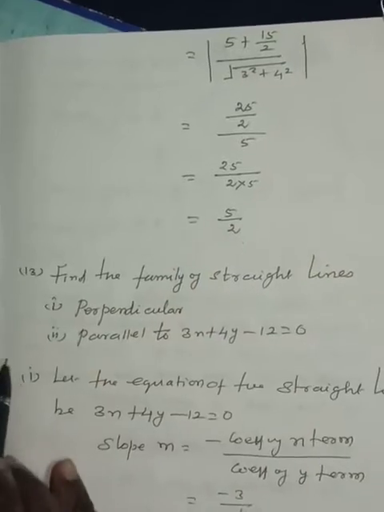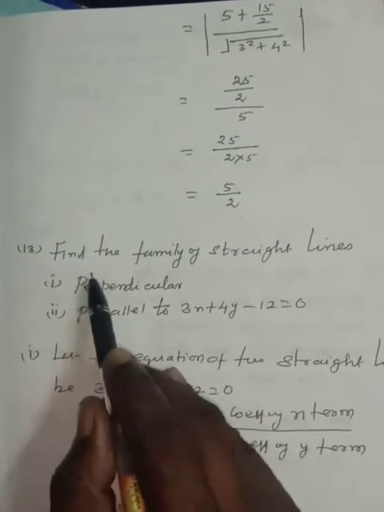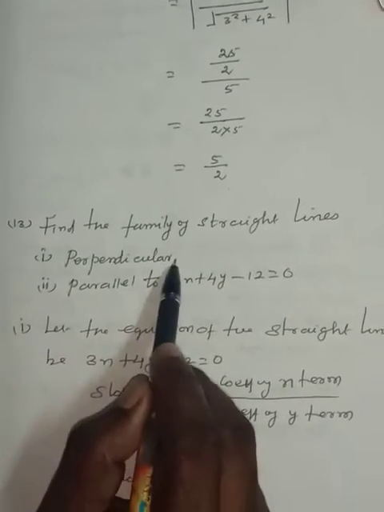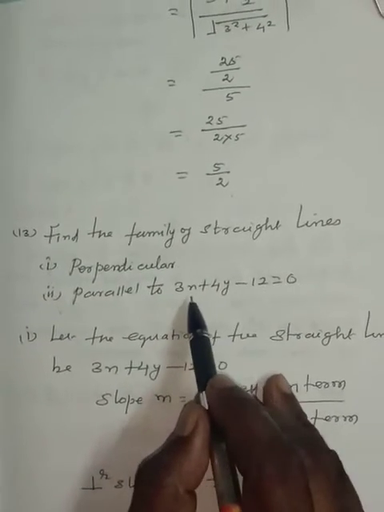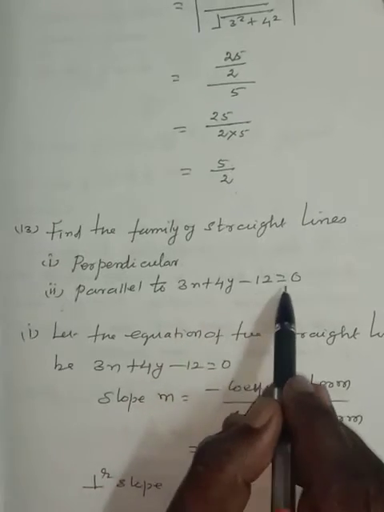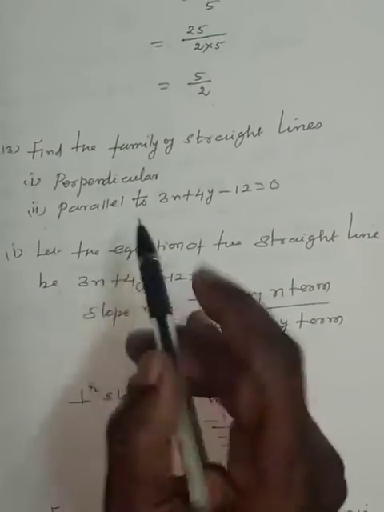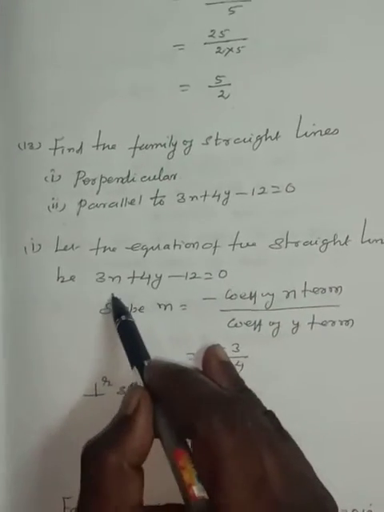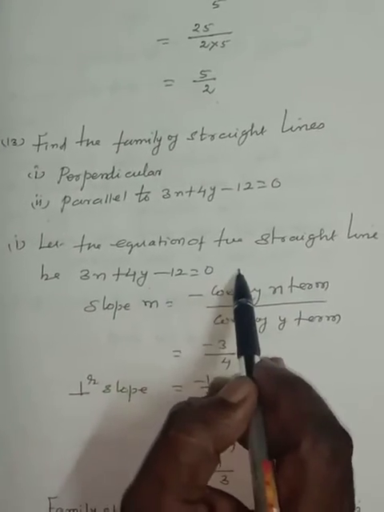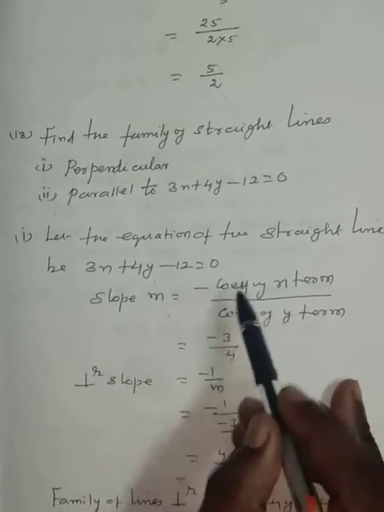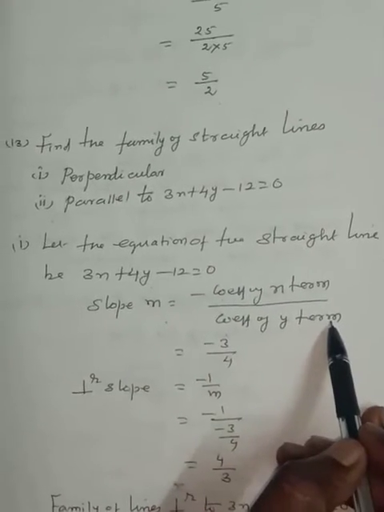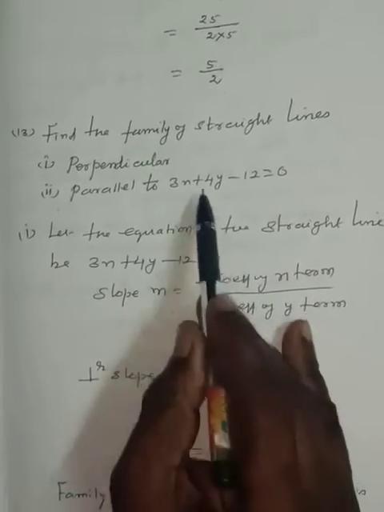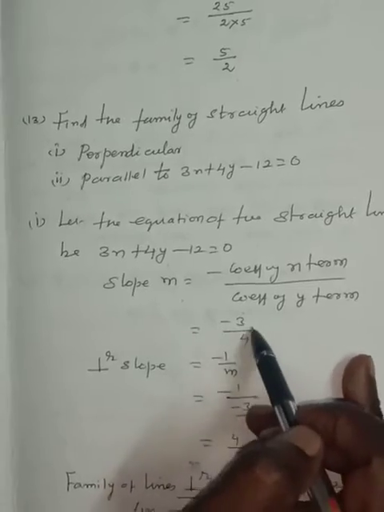Question number 13. Find the family of straight lines: number 1, perpendicular, number 2, parallel to the equation of the straight line 3x plus 4y minus 12 is equal to 0. Let us take the first subdivision. Number 1: let the equation of the straight line be 3x plus 4y minus 12 is equal to 0. Slope is minus coefficient of x term divided by coefficient of y term. Minus coefficient of x term is minus 3. Coefficient of y term is 4, so the slope is minus 3 divided by 4.